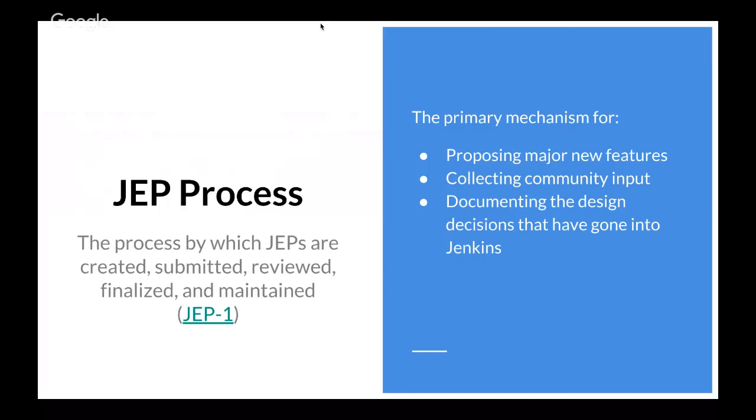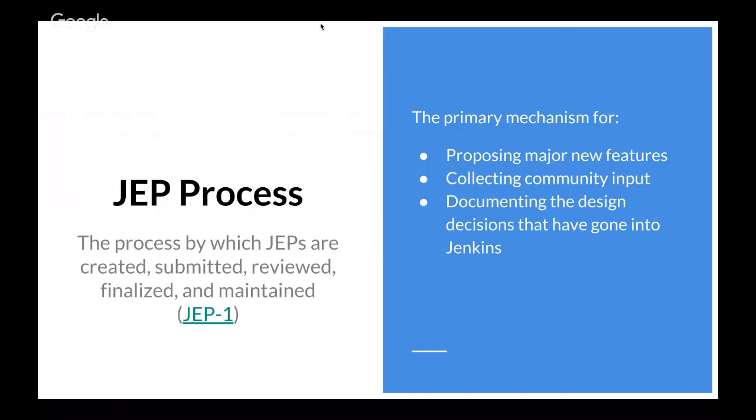And then the JEP process, when we talk about the JEP process as a whole, it's the process by which JEPs are created, submitted, reviewed, finalized, and then maintained once they're done. And actually, the JEP process is the first JEP. It's JEP 1. So the first JEP that we did, we used the JEP process to create that JEP. And the point of this is to have one agreed upon process for proposing major new features, collecting community input, and documenting the design decisions that have gone into Jenkins.